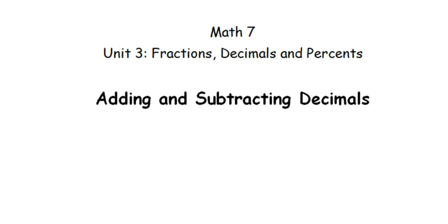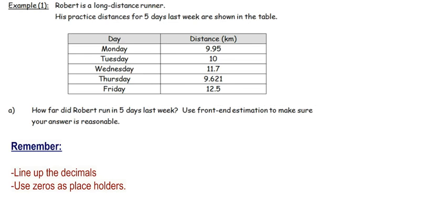Today's lesson is on adding and subtracting decimals. To explore this concept, we're going to use the following example. Robert is a long distance runner. His practice distances for 5 days last week are shown in the table. We had to find out how far Robert ran in the 5 days last week.